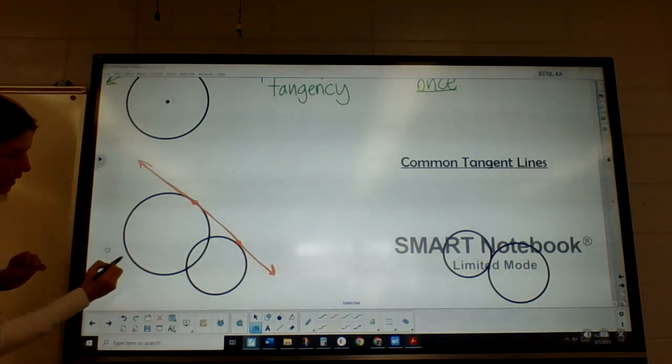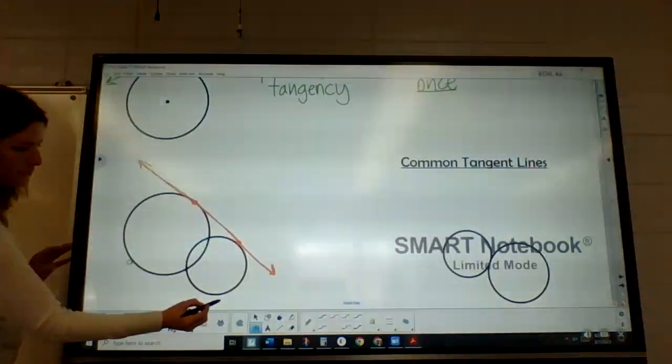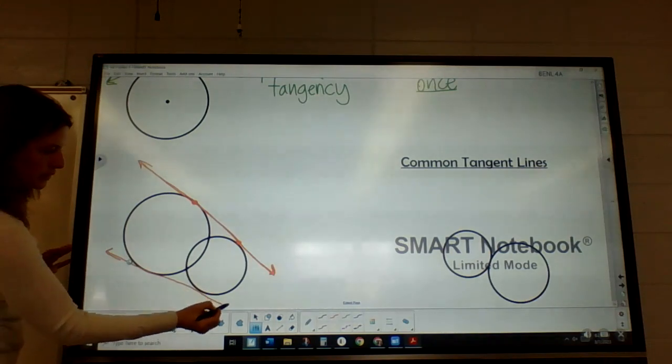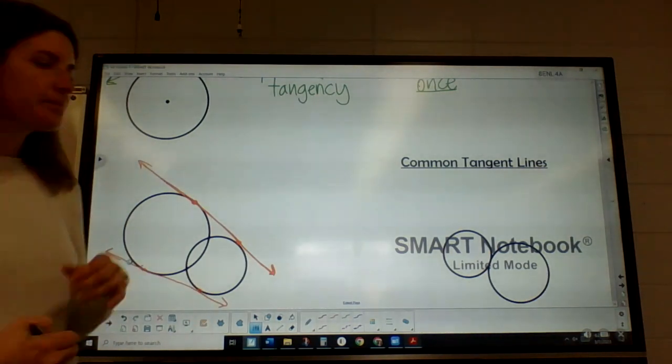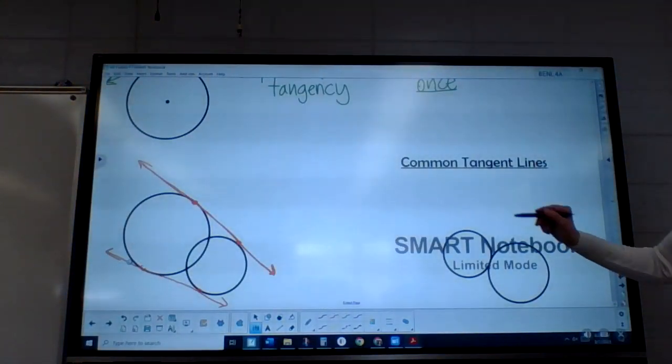So this would be a common one. Oh, it keeps doing that. Stop doing that. This way as well. So that means it's tangent to both circles.